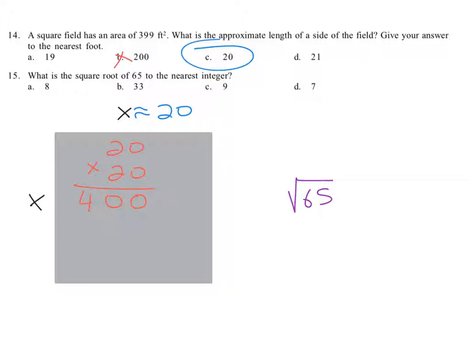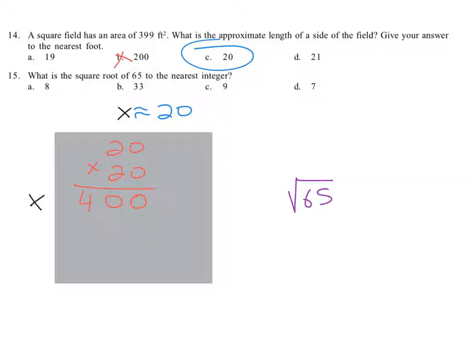So 7 squared would be 49, so 7 is the square root of 49. 9 squared is 81, so 9 is the square root of 81. And 8 is the square root of 64, because 8 times 8 is 64. Now, we're going to pick the numbers on either side of 65. The square root of 64 is just below it, that's 8. The square root of 81 is the next number above it, and that is 9.